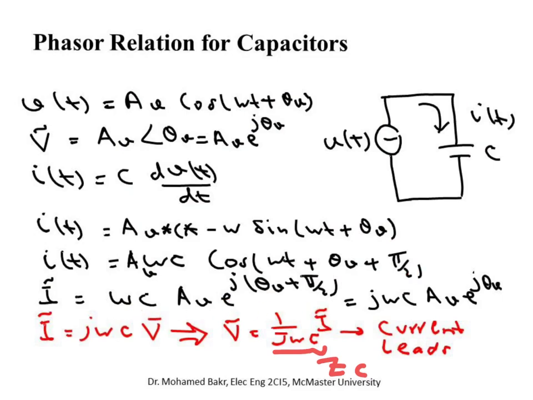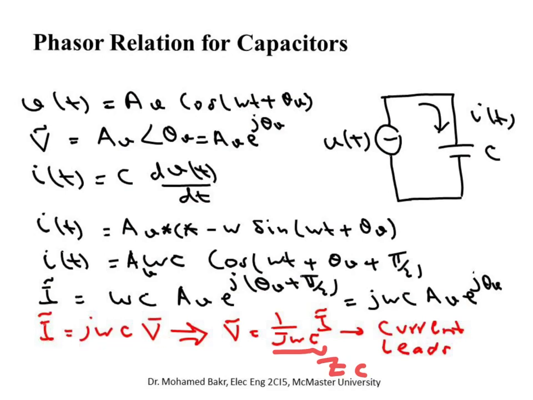I can write e to the j pi over 2 as j. And I combine the rest to give me the original voltage phasor. This is the one that we started with. So what I wrote in this expression is that the current phasor is equal to the voltage phasor multiplied by j omega C. This is very similar to what we have for Ohm's law.